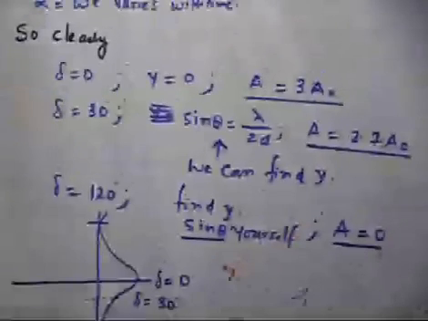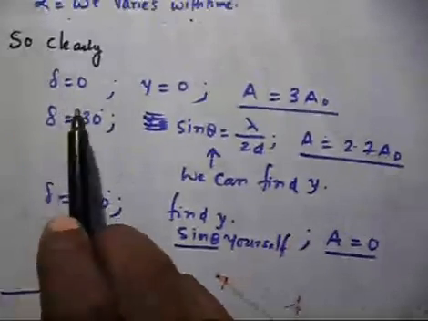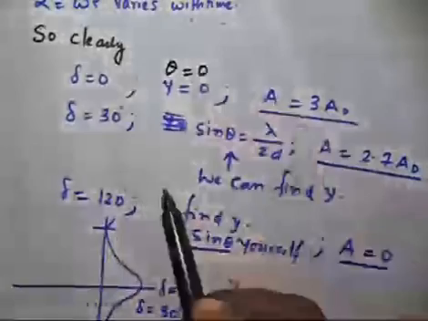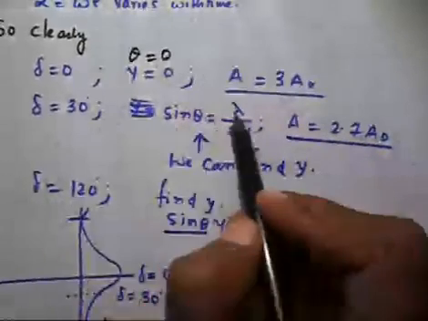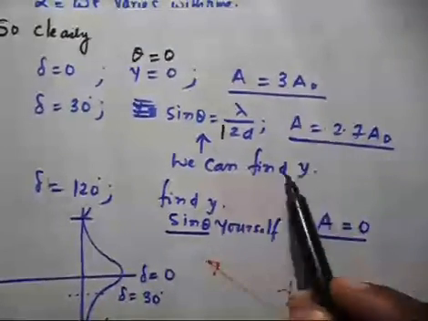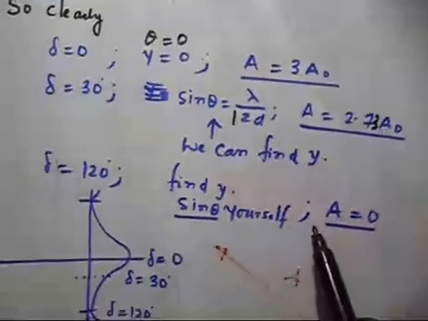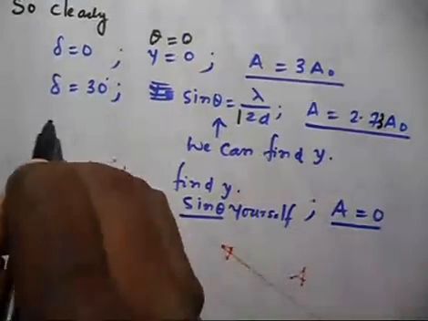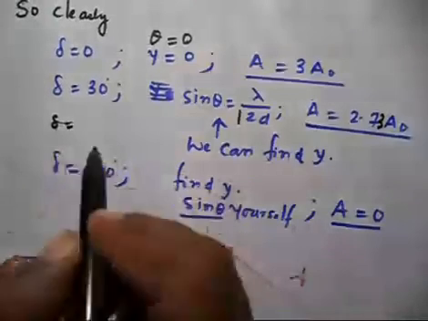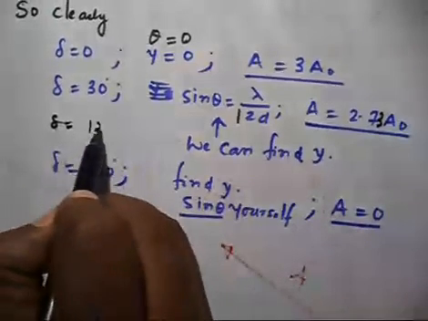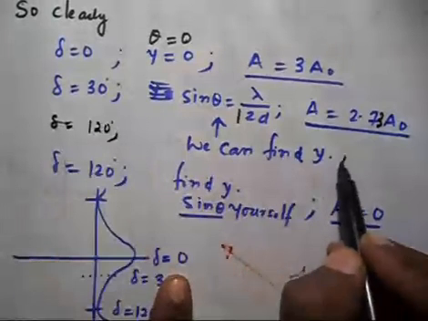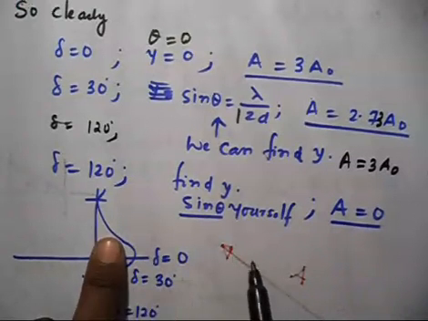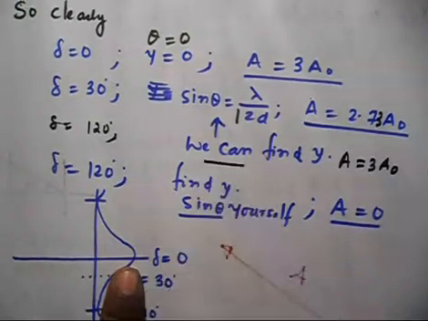Now if you see, I can write the same thing. If delta is equal to 0, y is equal to 0, that is the central point, or theta is equal to 0, A is 3 A naught. If delta is 30 degrees, sin theta is lambda by 12d, I have already calculated. A is 2.73 A naught. And from here we can find y. And we have also calculated when delta is 120 degree, theta I can find, and this A is 0. So this is your task, you can find out the theta.